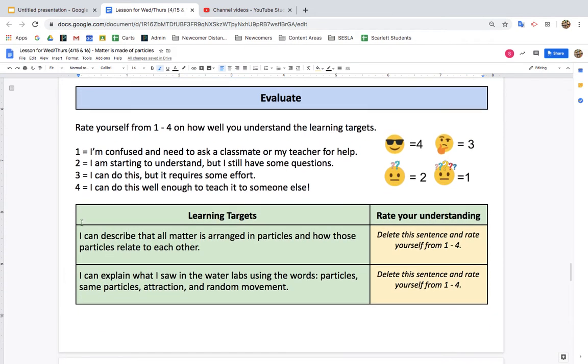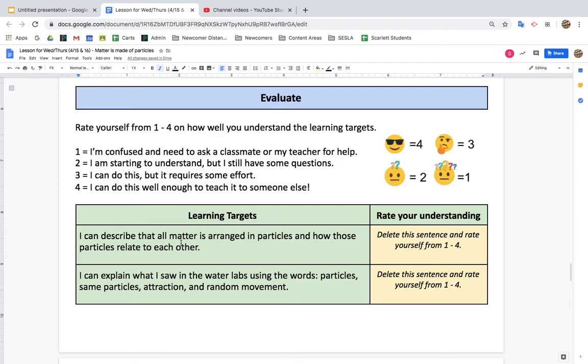Okay, time to evaluate. Rate yourself from 1 to 4 on how well you understand the learning targets. 1 is I'm confused and need to ask for help. 2 is I'm starting to understand, but I have some questions. 3 is I can do this, but it takes some effort. And 4 is I can do this well enough to teach someone else.